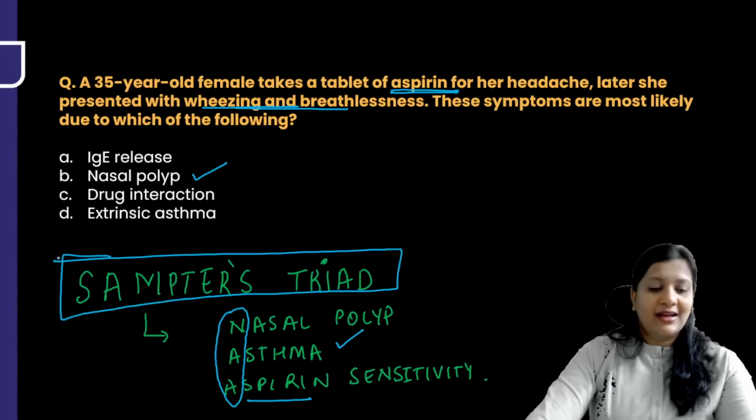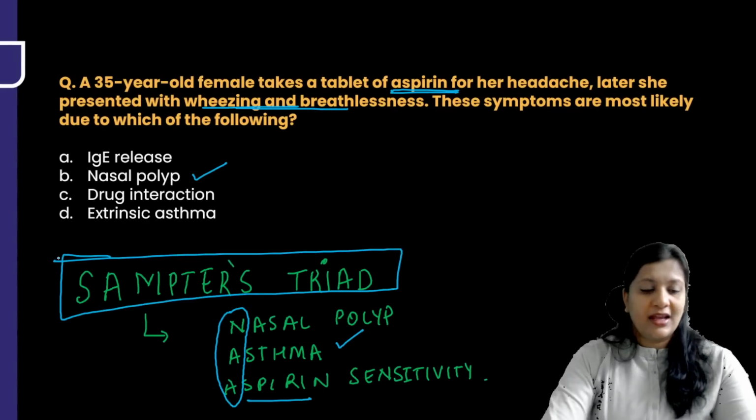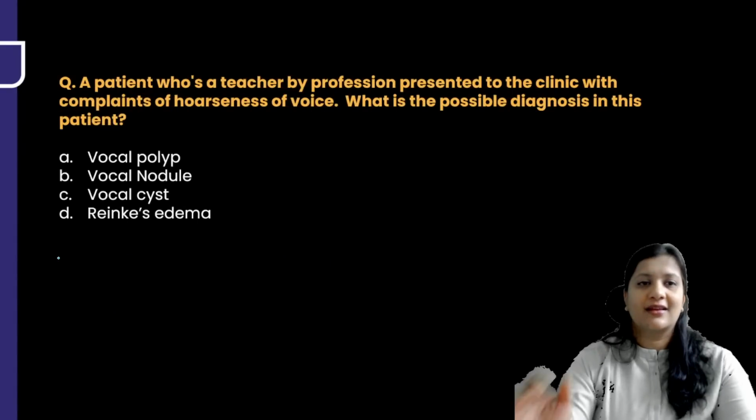Okay. So Harish, you're asking me about Haller cell and Onodi cell. Okay, so I will do that in the end of the class. Let's do the next question.